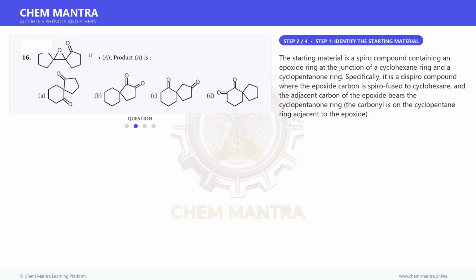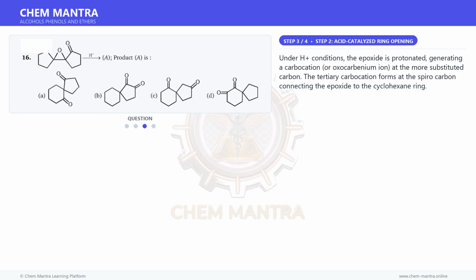Moving on to the next step. The starting material is a spiro compound containing an epoxide ring at the junction of a cyclohexane ring and a cyclopentanone ring. Specifically, it is a dispiro compound where the epoxide carbon is spiro-fused to cyclohexane and the adjacent carbon of the epoxide bears the cyclopentanone ring. The carbonyl is on the cyclopentane ring adjacent to the epoxide.